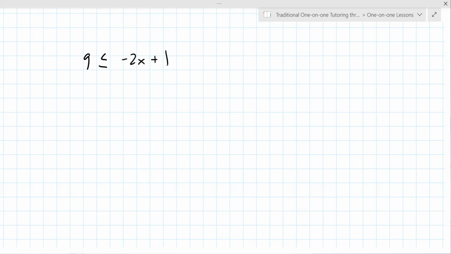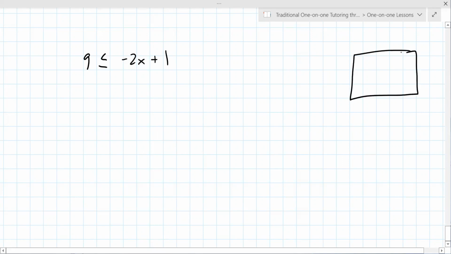That was too easy for you. 9 less than or equal to -2x plus 1. So you subtract 1 from both sides. Yeah, why don't you work this one out? Give me your final answer here.